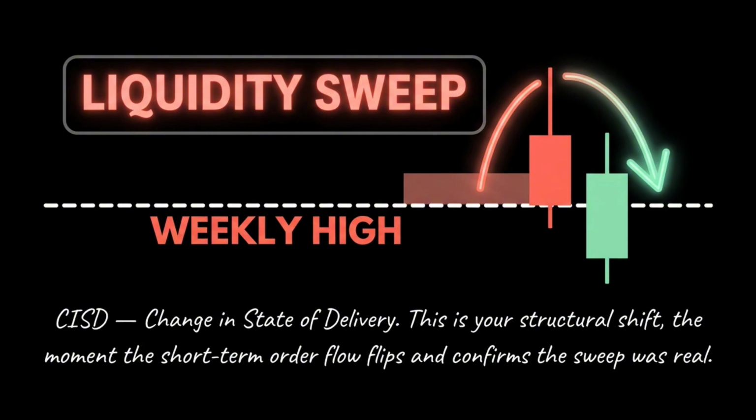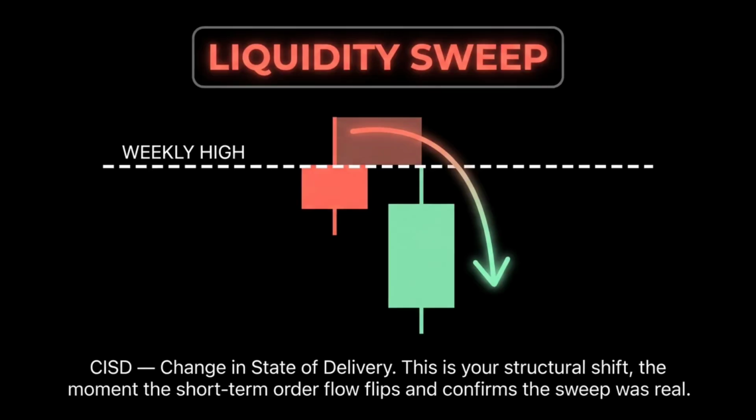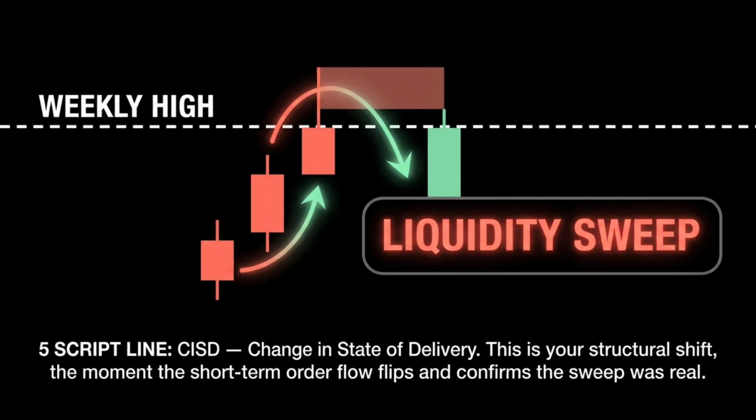Step 2. Liquidity sweep. Price pushes through that weekly high or low, running the stops sitting there, then snaps back inside the range. This is the trap. It's designed to pull in breakout traders right before the real move happens. Rule: you need to see price close back inside, not just wick through.